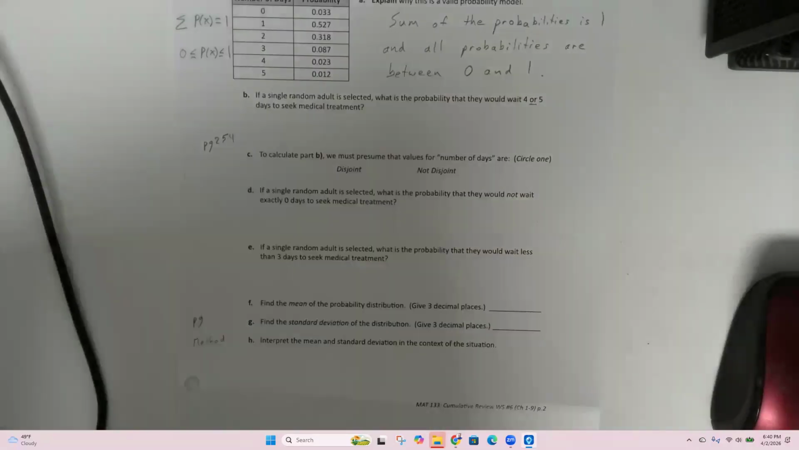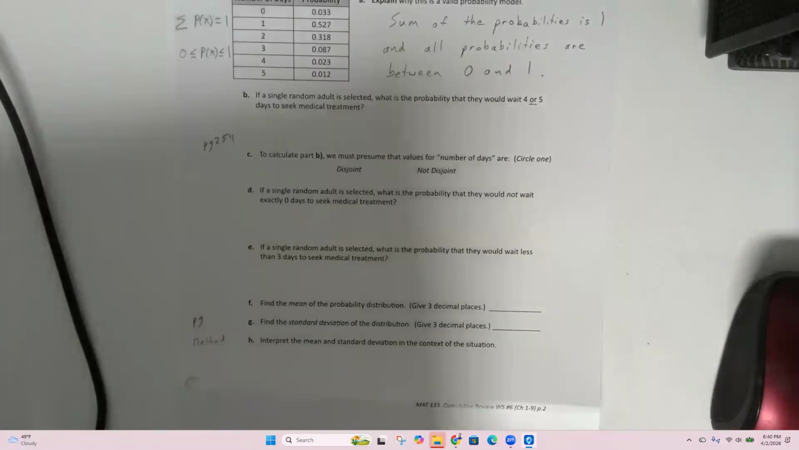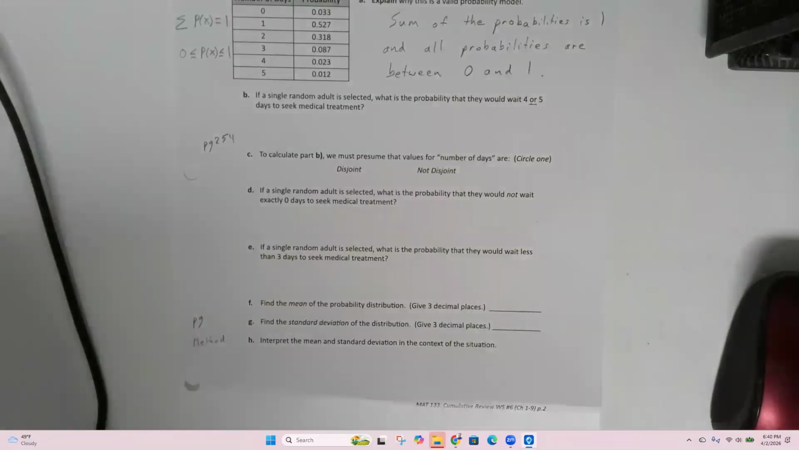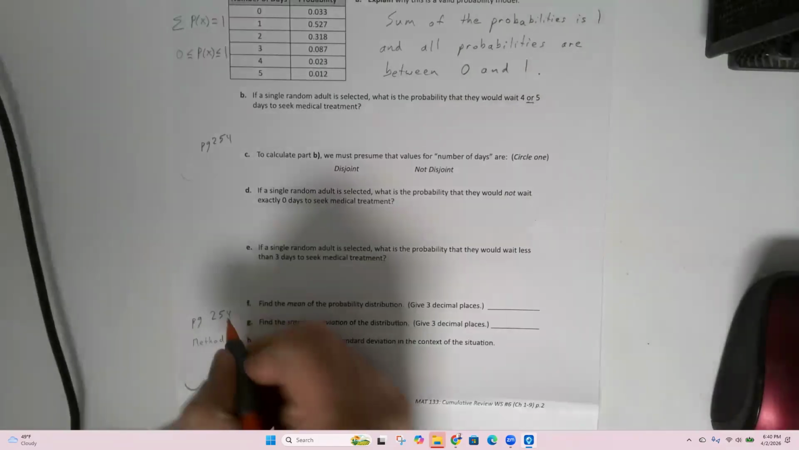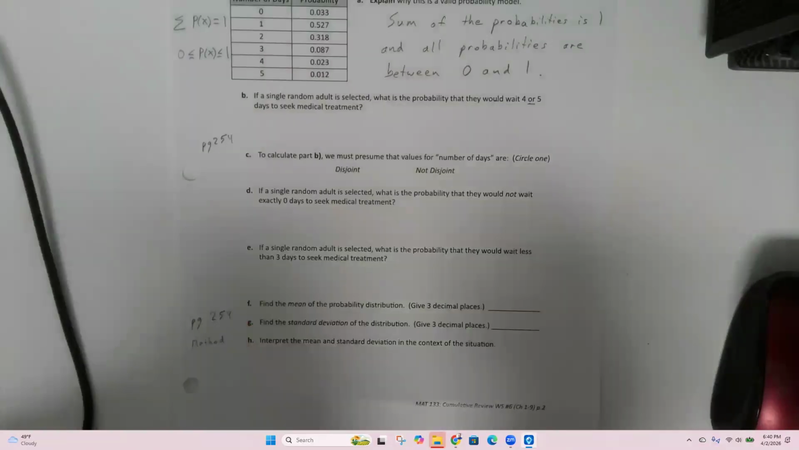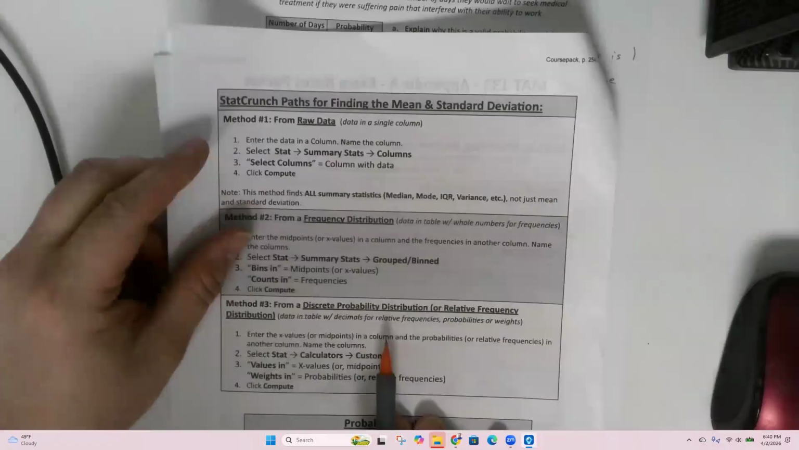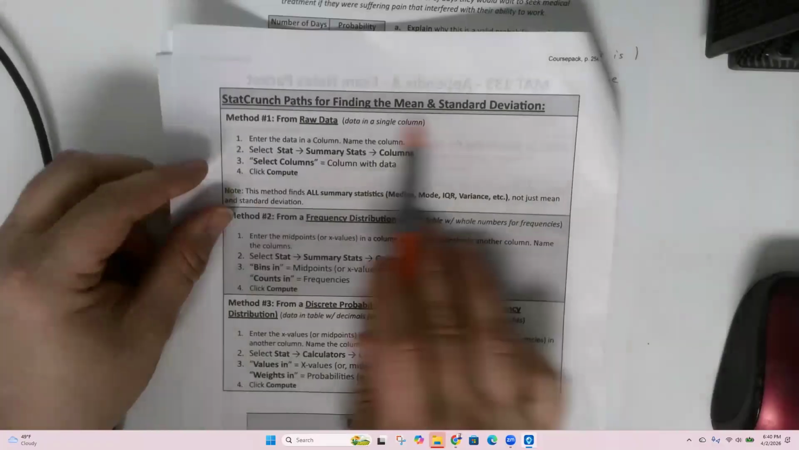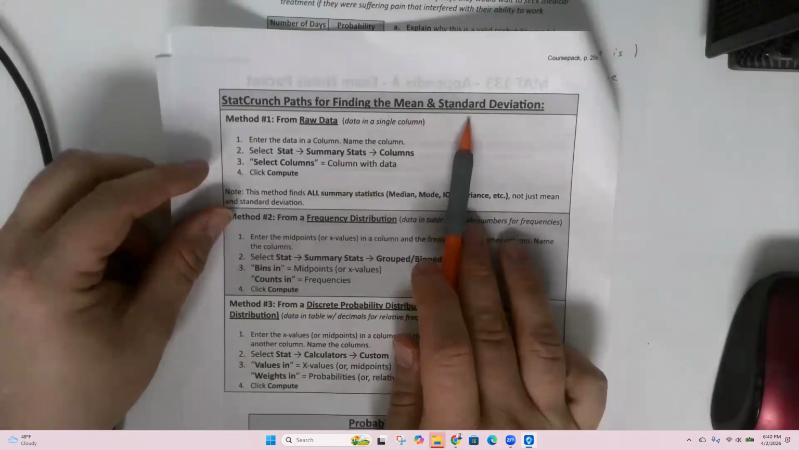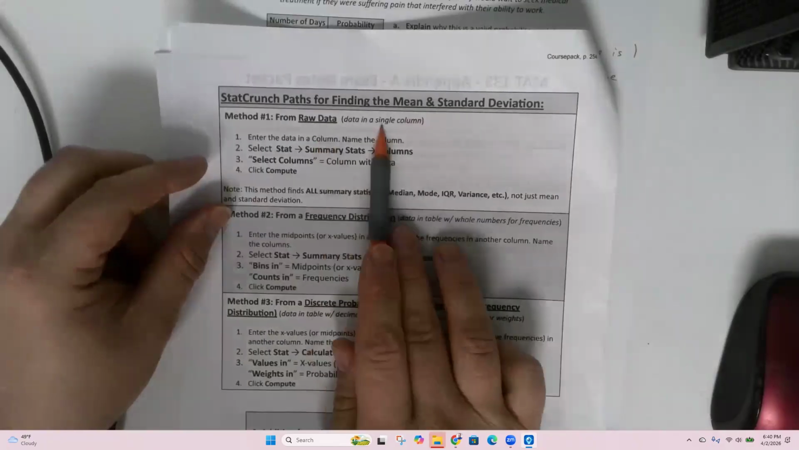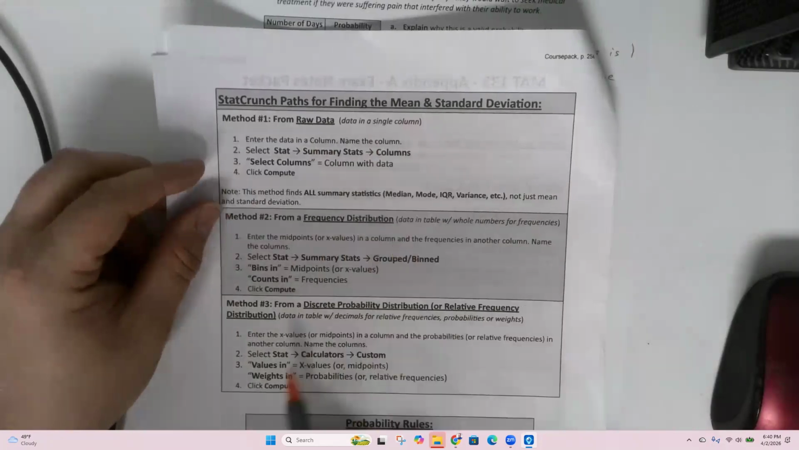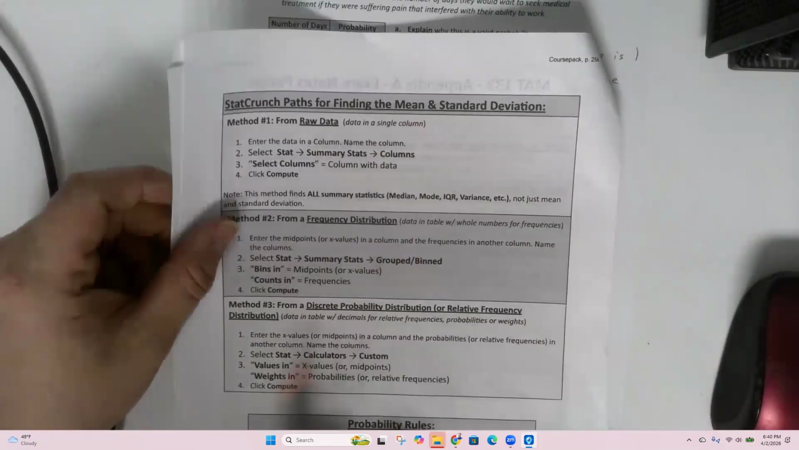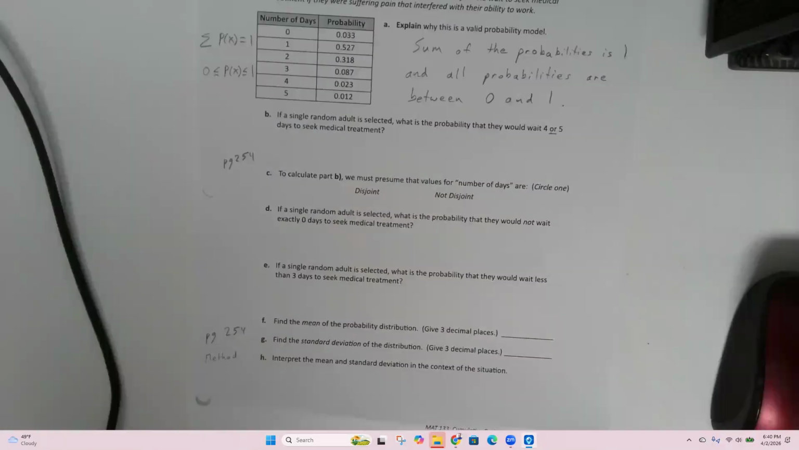Page 253 has the give and take script, so we'll need that. But yeah, James and Crystal, you guys got it. Page 254. This one's also on 254 at the top. There are the three methods for calculating mean and standard deviation. Method one is data in a single column. Method two is a frequency distribution. Method three is a discrete probability distribution. Which method are we looking at here?